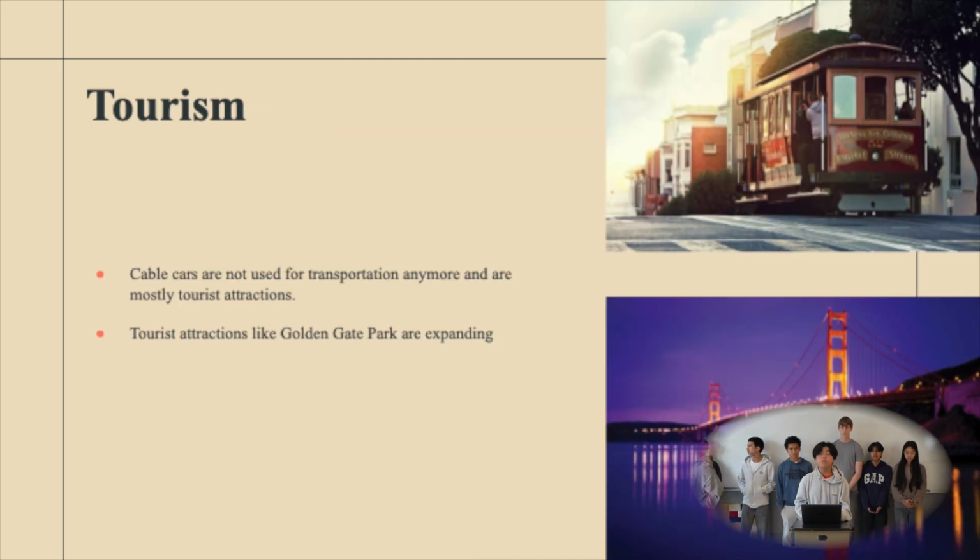In the tourism group, we researched tourism attractions. A trend that we can talk about is cable cars. They used to be a main source of transportation, but because of BART, meaning buses, they're now used as tourist attractions because they show the old history of San Francisco. Another trend that we can talk about is how they need to expand tourist attractions because more and more tourists keep coming to the attractions. For example, Golden Gate Park, which has expanded by 4 acres.